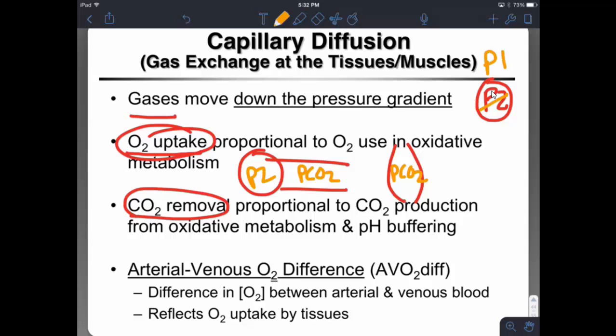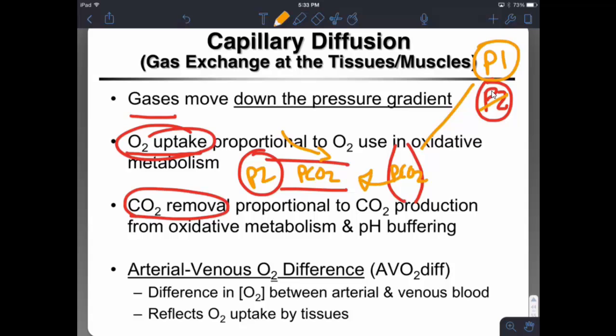Because the CO2 in this capillary blood that's coming in from the arteries is relatively low, because we got rid of the CO2 in the lungs. And it's relatively high in the cells and in the muscle, because that's where we're producing CO2. So now we've got a reverse gradient. P1 is going to be the PCO2 in the muscle. P2 is going to be the PCO2 in the capillary, and therefore this is going to favor CO2 leaving the muscle and going into the capillary.